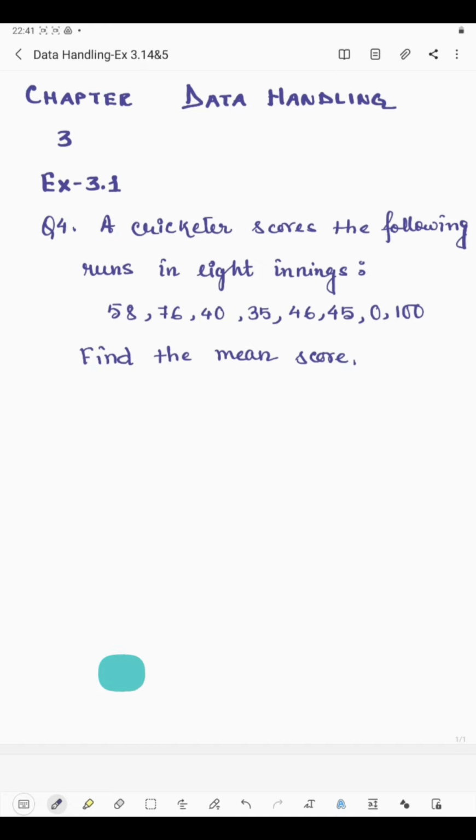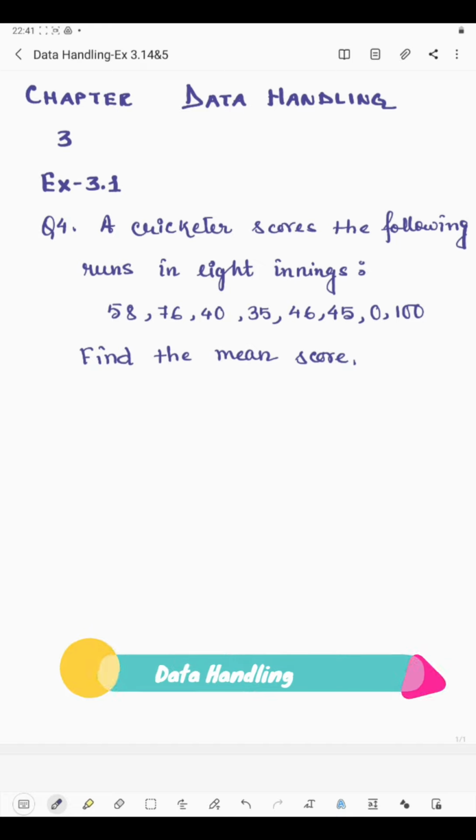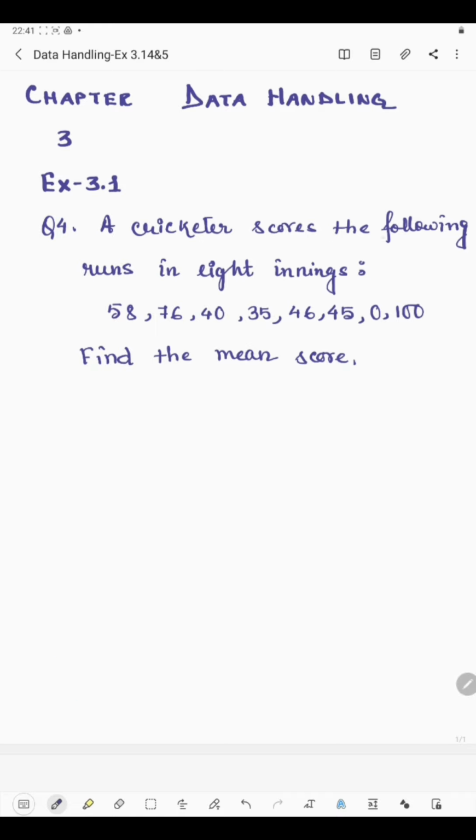Hello students, now I am going to start question number 4 of exercise 3.1. Question number 4 says a cricketer scores the following runs in 8 innings. Find the mean score. Here in 8 innings, 1, 2, 3, 4, 5, 6, 7, 8, whatever score a cricketer made is given. We will have to find the mean score.